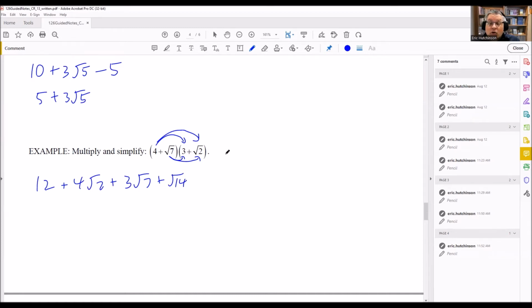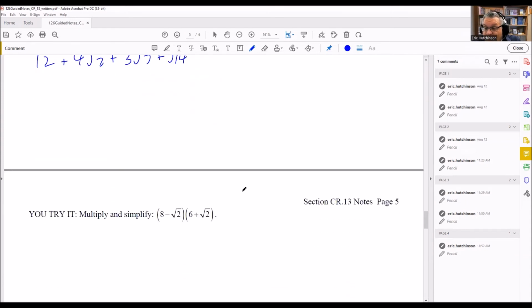Now, if we take a look at what we have, we see that none of these are like terms. The two middle radicals, they're both different because there's a square root of 2 and a square root of 7. We can't combine those together at all. And then we have a 12 and a root 14. Root 14, we can't change that into an integer, because you've got a 7 and a 2 and both of those are prime. So in this case, you just leave your answer as that. There's nothing more we can do as far as simplifying.